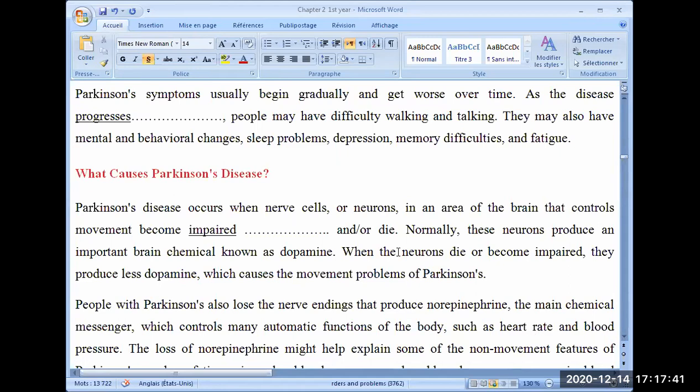Okay, I thought of other verbs. I will show them later on. Normally, these neurons produce an important brain chemical known as dopamine. When the neurons die or become impaired, they produce less dopamine, which causes the movement problems of Parkinson's.